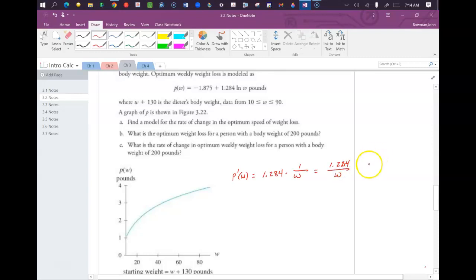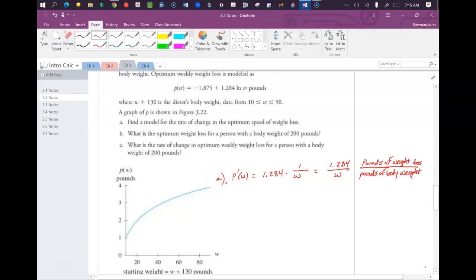W, and the units would be pounds, which are the Y units, divided by pounds of body weight. I'm going to make that clearer. Pounds of body weight. They're both in pounds, but one's pounds of weight loss and the other one's pounds. Let's say that. Pounds of weight loss. The rate at which you are losing pounds based on your current body weight.